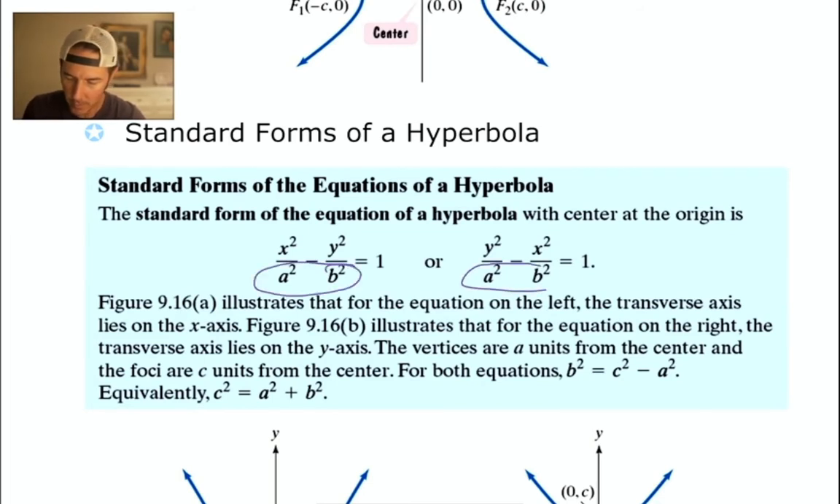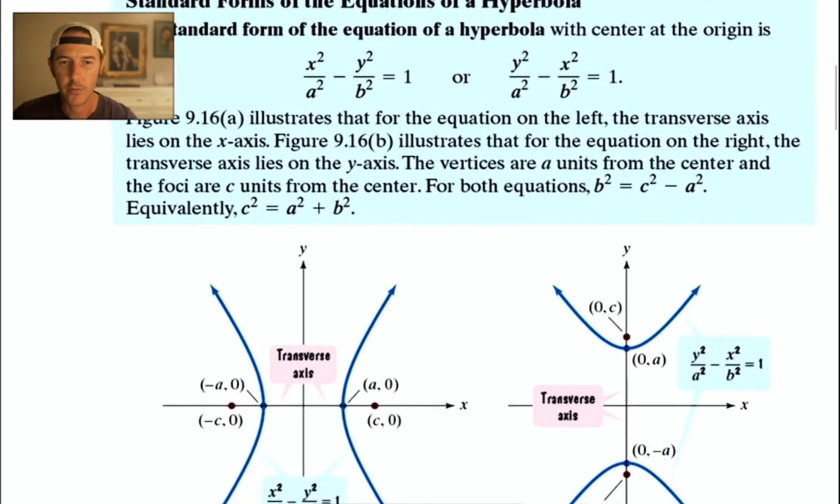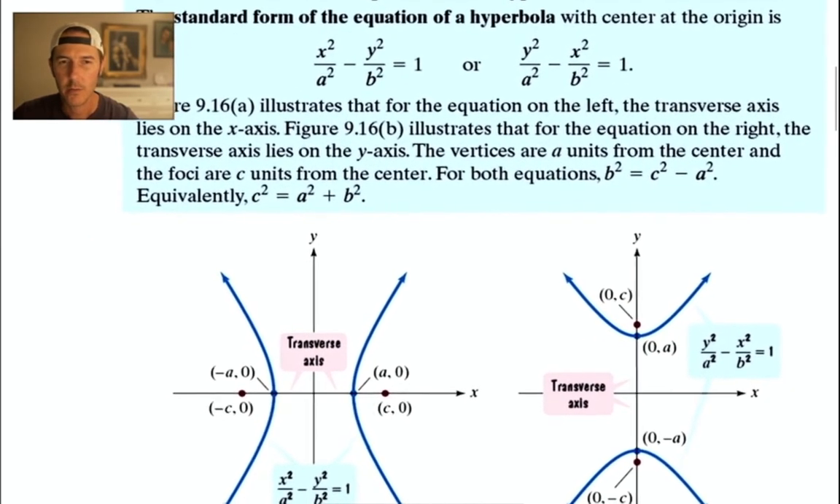A squared, b squared, a squared, b squared. Now the denominators aren't moving? Are you kidding me? So frustrating. Well, let's see how these equations match up to some labeled graphs like we saw with the ellipse.